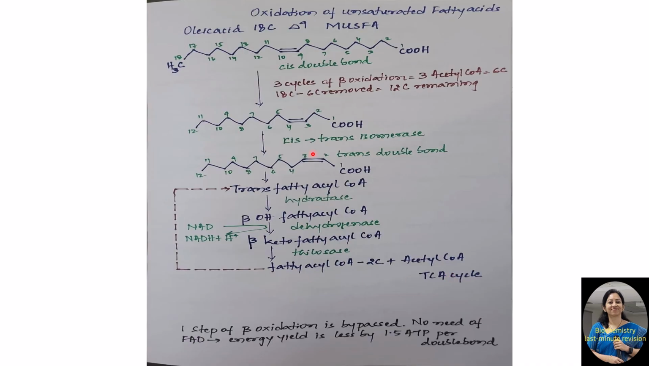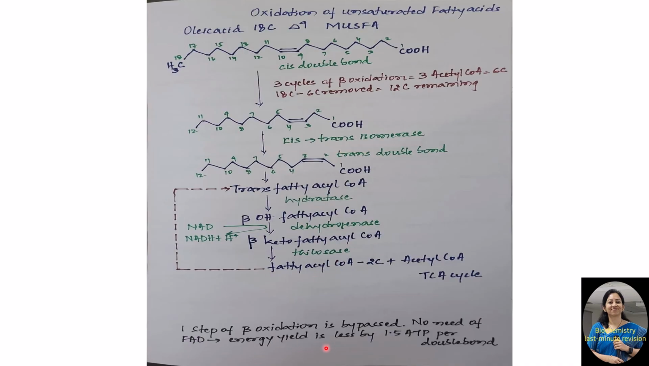So the only difference you need to remember between this and the beta oxidation is, the beta oxidation initially starts until it encounters the double bond. So there is a change in double bond from cis to trans, because metabolism involves only the trans double bond fatty acids. So the rest all remains the same.